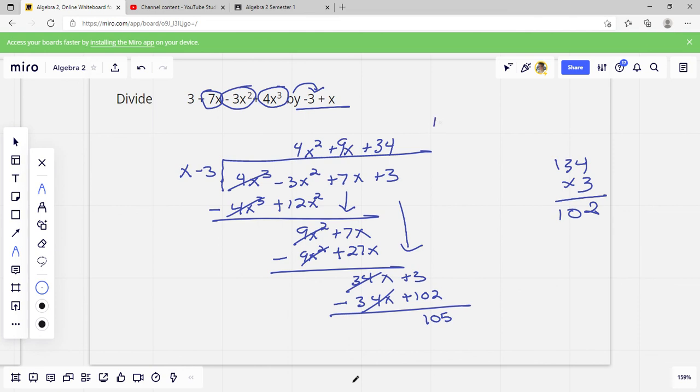So I'll put 105 over x minus 3. Let me double check and make sure I did that right. I'm pretty sure it's right.